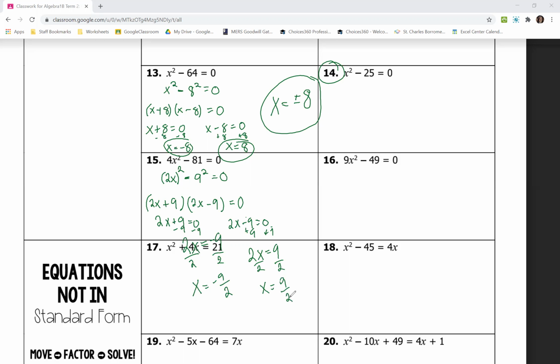So what's a quick way I could write this? x equals plus or minus 9 halves, okay? I want you to get used to that notation because you're going to see that. Okay, I'm also going to leave number 16 for you, and I'm going to solve the next ones in the next video.